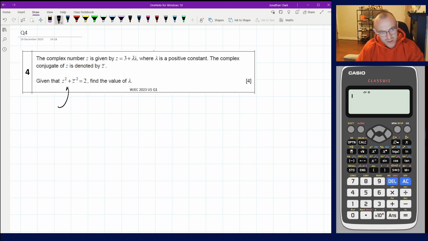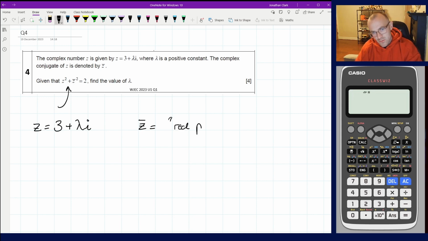We are given an equation as well. z squared plus z conjugate squared is 2. So just that notation, first of all, makes sense of it. We know that z is equal to 3 plus lambda i. Hopefully you're familiar with this notation. z-bar means z conjugate, and practically what that means is the real part stays the same, and we change the sign of the imaginary bit.